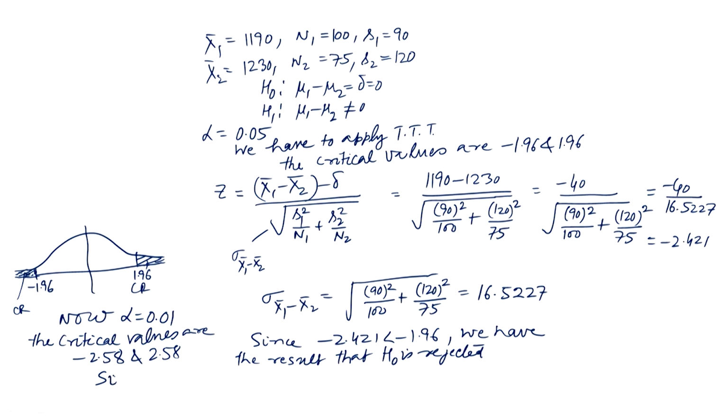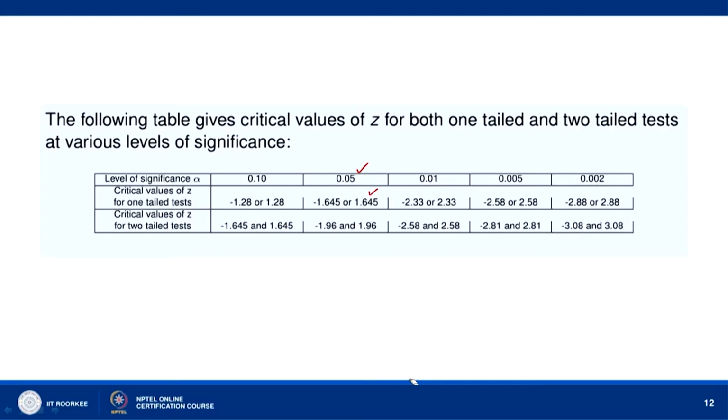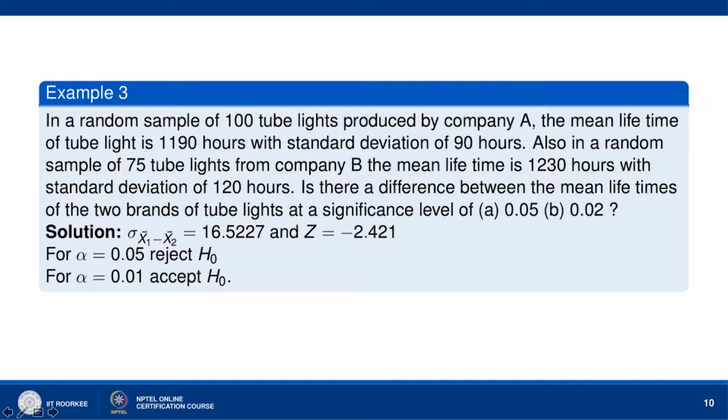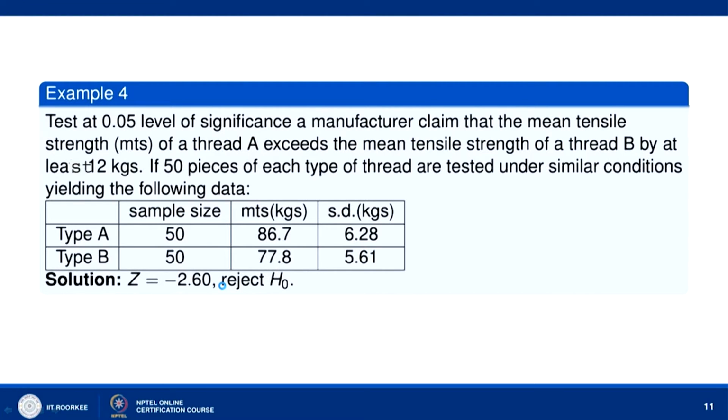So, since minus 2.421 is greater than minus 2.58, H naught is accepted, which means that there is no significant difference between the tube lights manufactured by company A and the tube lights manufactured by company B at alpha equal to 0.01. So, we are accepting H naught. Now, let us go to the last question.